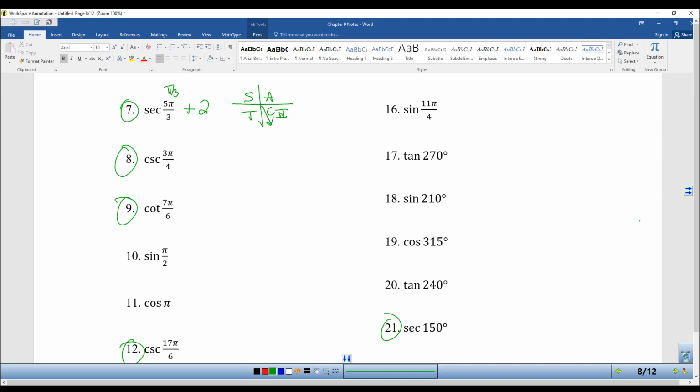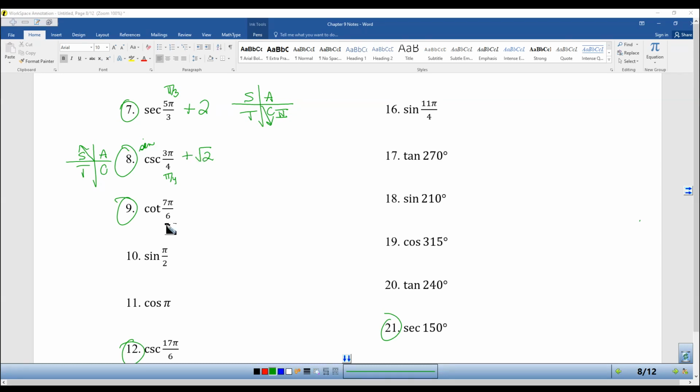Okay, cosecant. So when I see cosecant, I think sine. That's the one that it's related to. So my reference angle is pi fourths, which for sine is square root of 2 over 2. So when I flip that, I get the square root of 2. I'm in quadrant 2, and according to my forecast, sine is positive in quadrant 2.